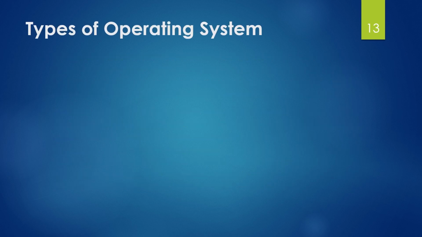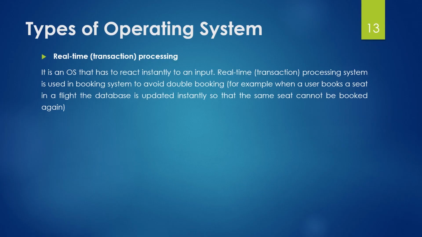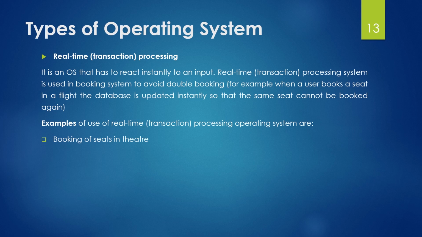Types of operating system. The first one that we are going to see is real-time transaction processing. It is an OS that has to react instantly to an input. A real-time transaction processing system is used in booking systems to avoid double booking. For example, when a user books a seat on a flight, the database is updated instantly so that the same seat cannot be booked again. Examples of real-time transaction processing systems are booking of seats in a theater and stock control.